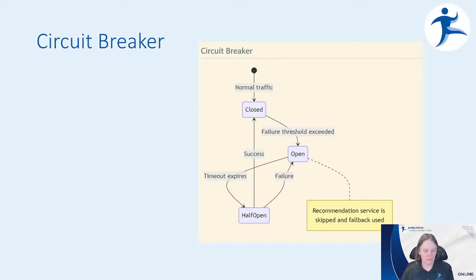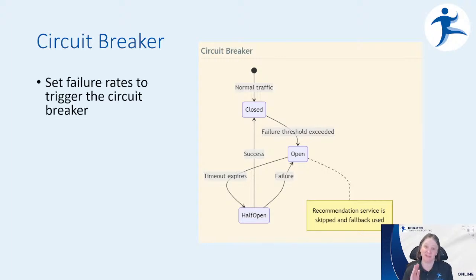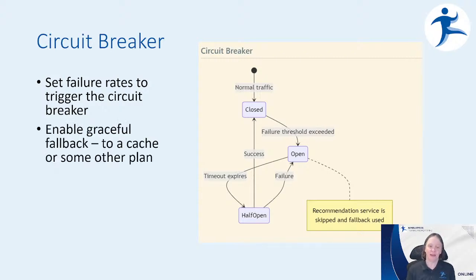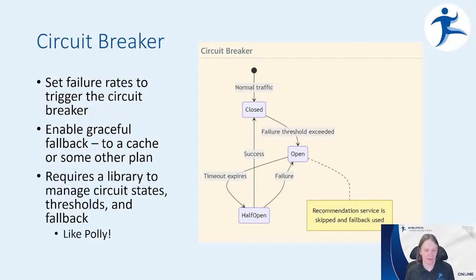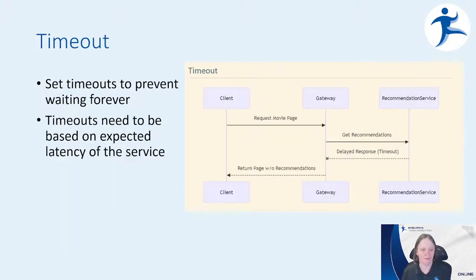Now, what does that mean for us in the grand scheme of things? That means that when I hit a certain amount of failures, so you configure that, and I have code to show you the circuit breaker in C# with Polly here at the end. But you set the failure rates to trigger that circuit breaker, and then have some kind of fallback, or some other way to say, hey, this is a problem we have. And again, it requires the library to manage circuit states, thresholds, and fallback. You don't have to do it from scratch, though. There are things like Polly. And so I'll show you how we do that with Polly.